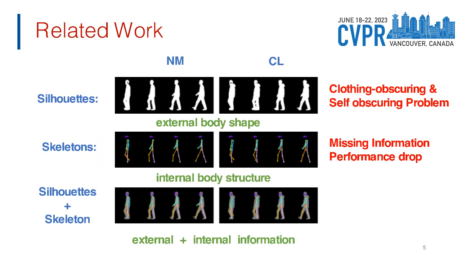Although the silhouettes retain most body shape information, the self-obscuring problem occurs when body areas overlap. Moreover, when clothing condition changes, the external body shape is significantly changed by clothing obscuration. On the other hand, skeletons only keep the internal body structure information, which effectively solves the clothing obscuring and self-obscuring problems, but completely ignoring the discriminative body shape information leads to poor performance. We could observe that the two data modalities are complementary to each other, and their combination is expected to be a more comprehensive representation of gait.